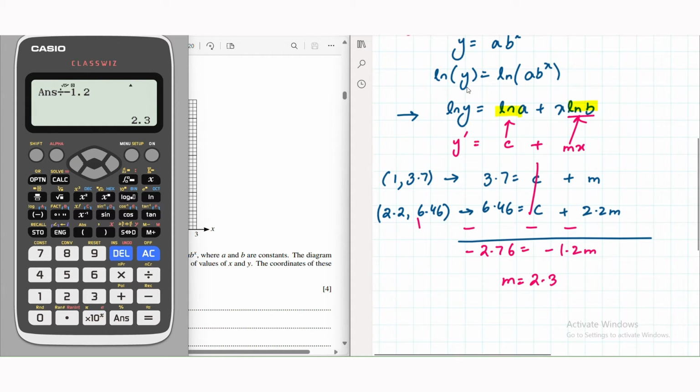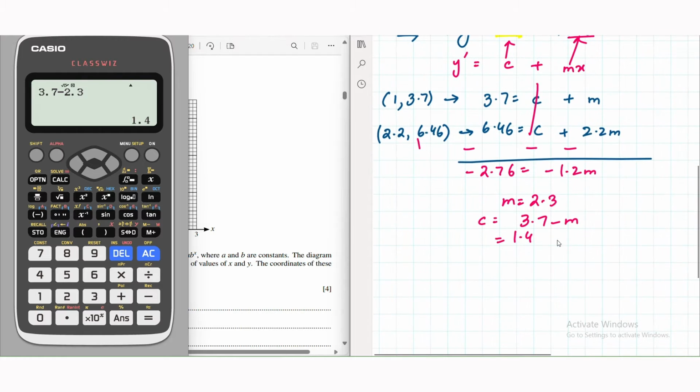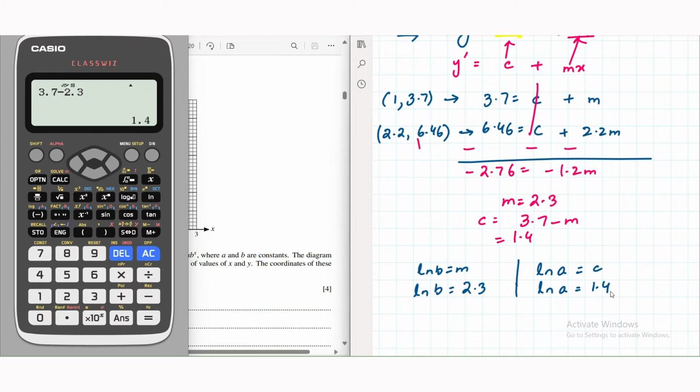Now let's find out the c also. So c would be just 3.7 minus m. So 3.7 minus 2.3, that would be 1.4. Now, m was ln b, and ln of a was c. So ln of b is 2.3, and ln of a is 1.4.